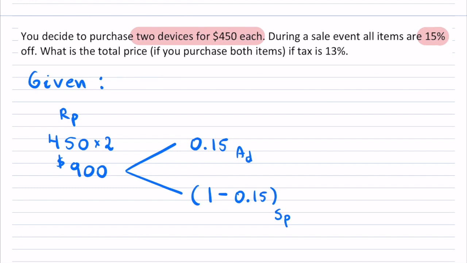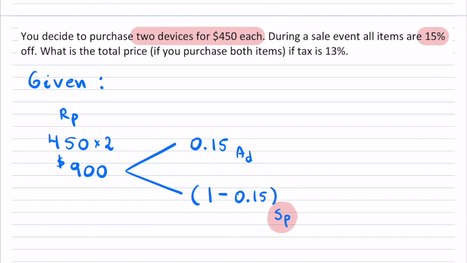So notice what it says in the next sentence. What is the total price if you purchase both of them, if tax is 13%? A lot of people will calculate the amount of discount, subtract it, and then start adding up the taxes. But it turns out you can do all of that right here. So remember that, we can calculate our sale price.